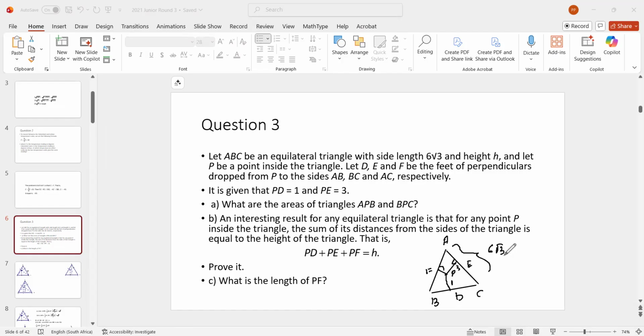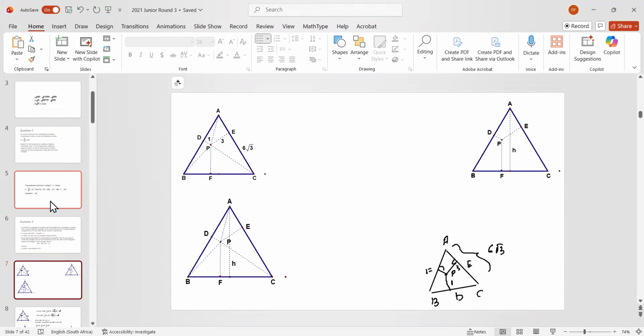Now, they say that when you add these three perpendiculars, you'll always get the same answer. That's a very interesting fact about equilateral triangles. I'm going to just go down to the next page. I've set aside a page to do my calculations here. So this is what you've got.